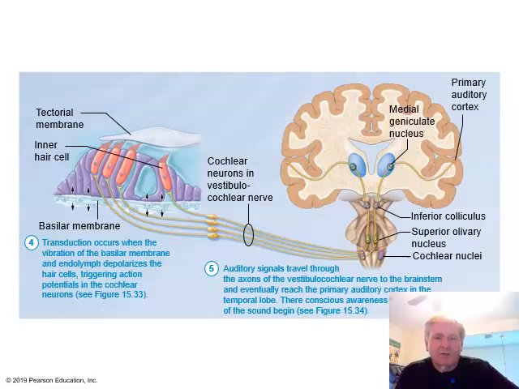Then you get transduction occurring when the vibration of the basilar membrane and endolymph depolarize the hair cells. That triggers an action potential in the cochlear neurons. Then the auditory signals travel through the axons of the vestibulocochlear nerve to the brainstem. Eventually, they reach the primary auditory cortex in the temporal lobe. That's when your conscious awareness and analysis of the sound will start. The auditory cortex is the superior temporal lobe. But remember, they have these relays in these brainstem nuclei and also in the medulla, where you have the superior olivary nucleus and the inferior colliculus of the midbrain.